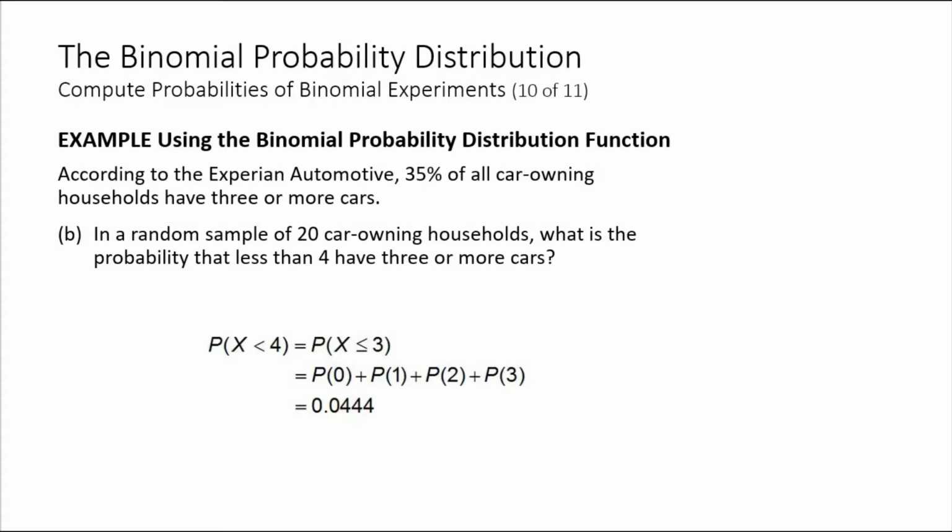Then if we want to find the probability that in a random sample of 20 car-owning households, less than 4 have 3 or more cars, we want the probability that x is less than 4. So that is the probability that 0 households have 3 or more cars, or 1 household has 3 or more cars, or 2 households have 3 or more cars, or 3 households have 3 or more cars. Because I'm saying or, I'm going to add all of these probabilities up. And you guessed it, we're going to use the formula to compute each of these probabilities. You see how hard that is? So in order to do this, we can do it easier using Excel.